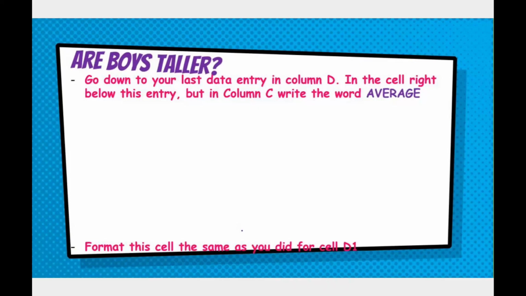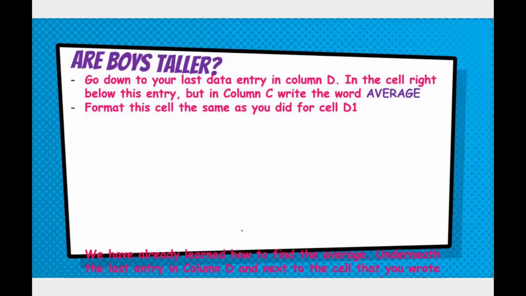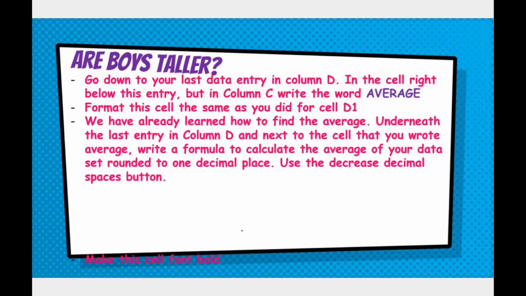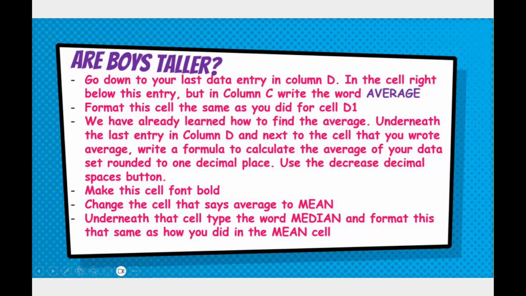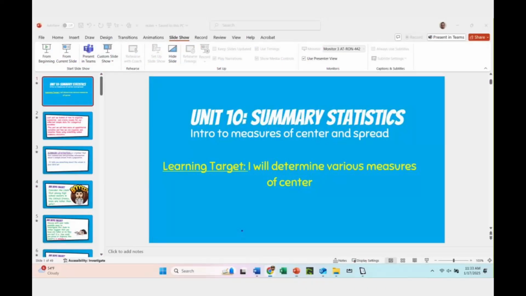And we've talked about how to find the average before, which is what the mean is. We're going to format this cell the same as we've done, and I'm going to calculate the average. And I'm going to use the decrease button. I'm going to make this cell bold, and yeah, so just kind of format it, make it look nice. So we want to calculate the mean. So I'm going to go through, and the mean is just the average. So I'm going to do something like this.